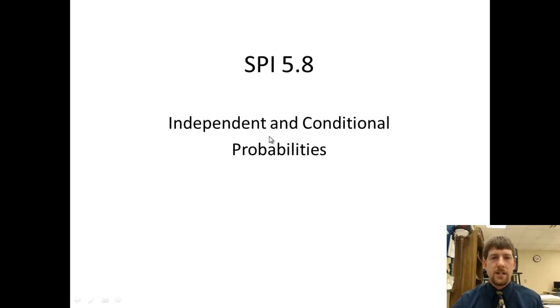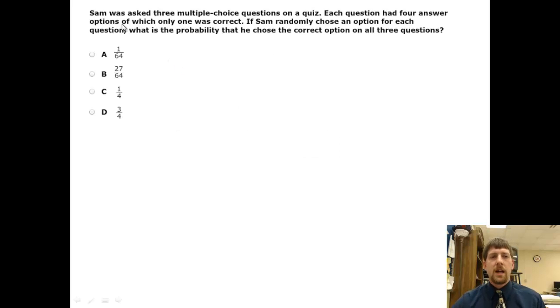So let's look at the first example. Sam was asked 3 multiple choice questions on a quiz. Each question had 4 answer options, of which only 1 was correct. If Sam randomly chose an option for each question, what's the probability that he chose the correct option on all 3 questions? So we can see there's multiple events going on.